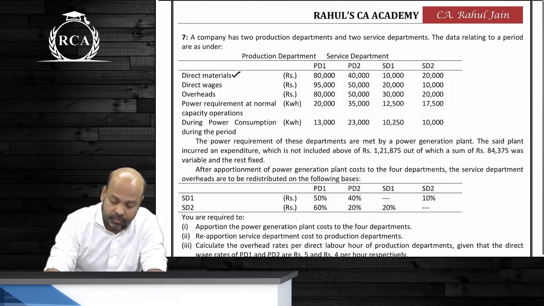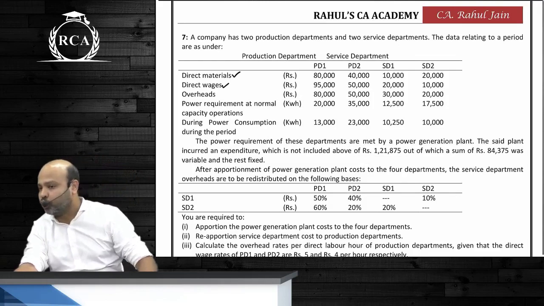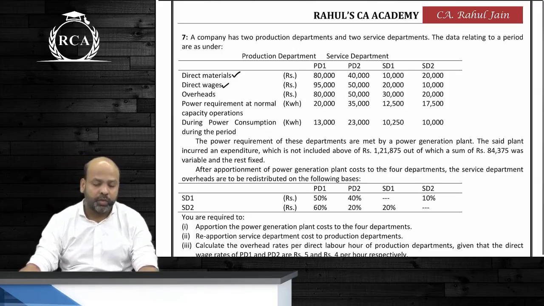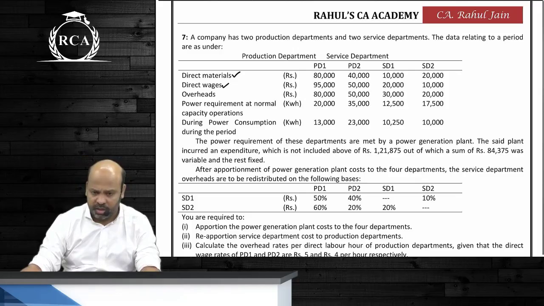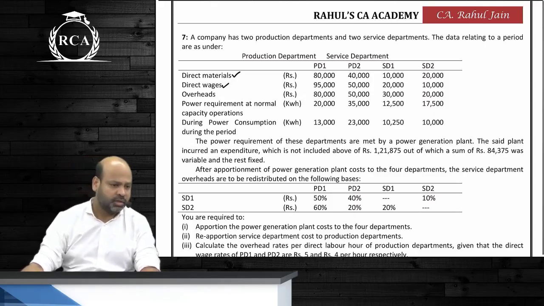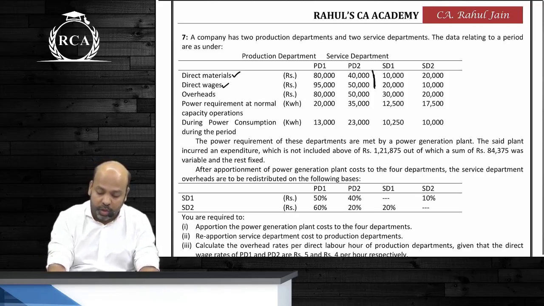Now, what do I do with the amount of direct material and direct wages given in the question? When we are presenting the statement of primary and secondary distribution of overheads, what do we do with the amount of direct material and direct wages? We should ignore them. Why? They are not a part of overheads. They're direct in nature. That is why we should not include it. Any other answer? Excellent answer. You will ignore direct material and direct wages of production department.